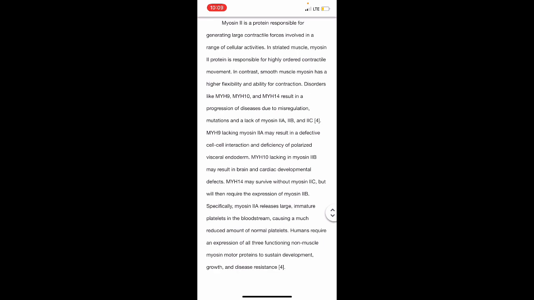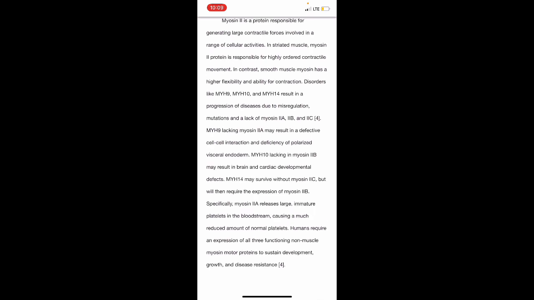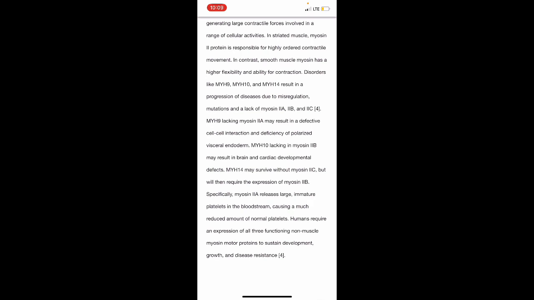For example, MYH9 that lacks myosin 2A will create a defective cell-to-cell interaction and deficiency of polarized visceral endoderm. Also, MYH14 can survive without myosin 2C, but it will require the expression of myosin 2B in the future. Continuing, we have MYH10. If it lacks myosin 2B, that will result in brain and cardiac development defects.